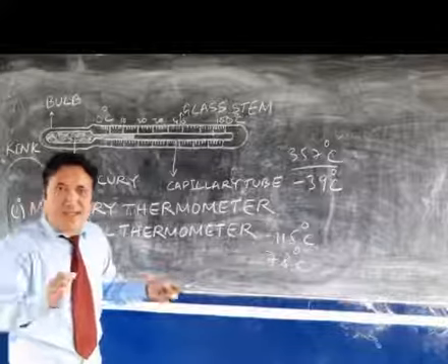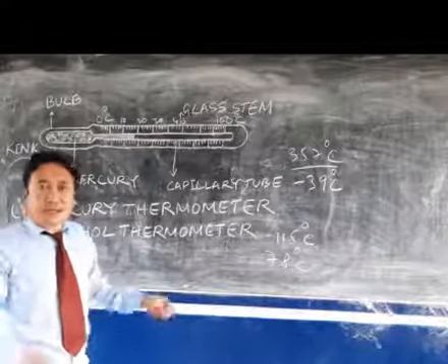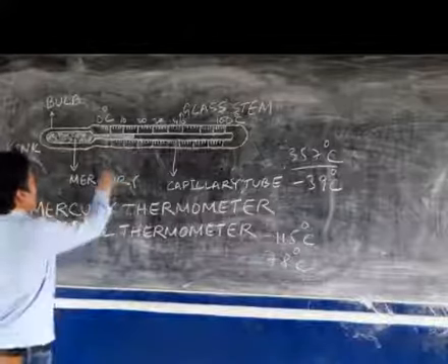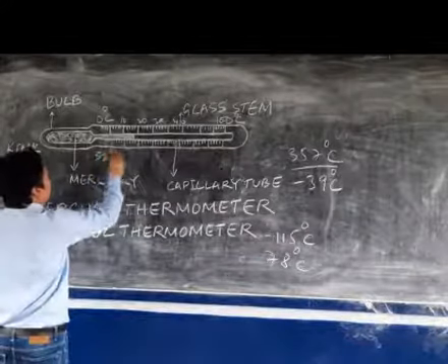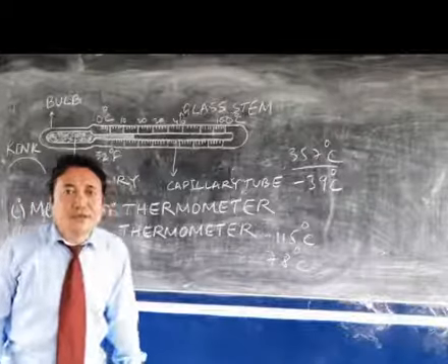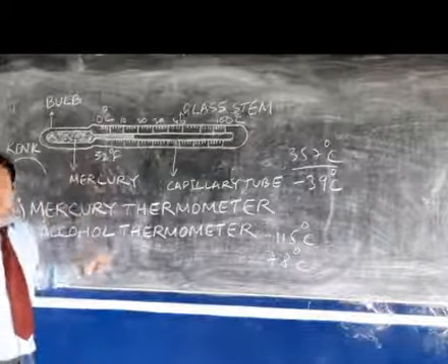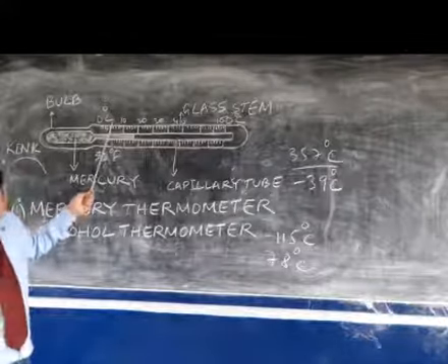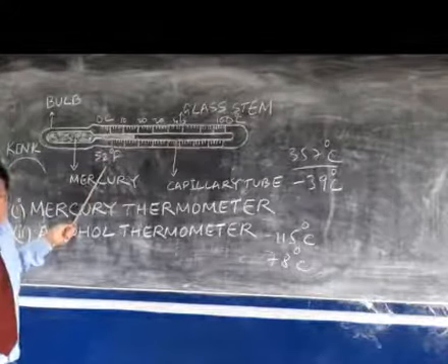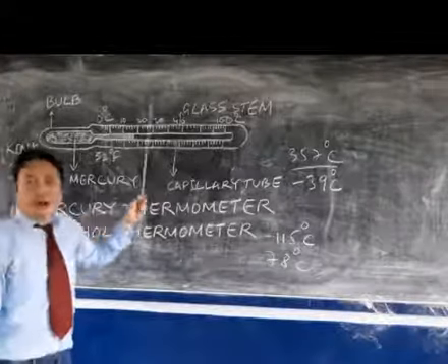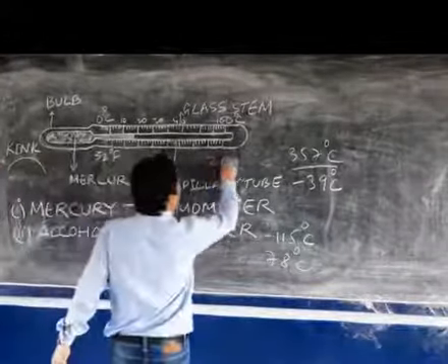That is in the case of a Celsius scale. In terms of the Fahrenheit scale, the lower fixed point is marked at 32 degrees Fahrenheit, which we call the ice point in a Fahrenheit scale. Ice point in a Celsius scale is 0 degrees Celsius, ice point in a Fahrenheit scale is 32 degrees Fahrenheit. And the upper fixed point is 212 degrees Fahrenheit.